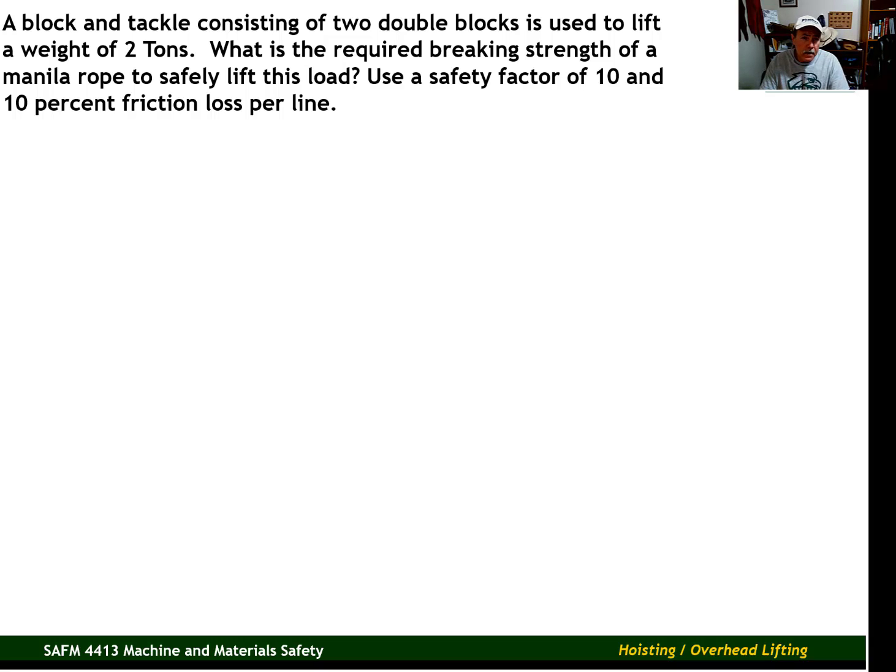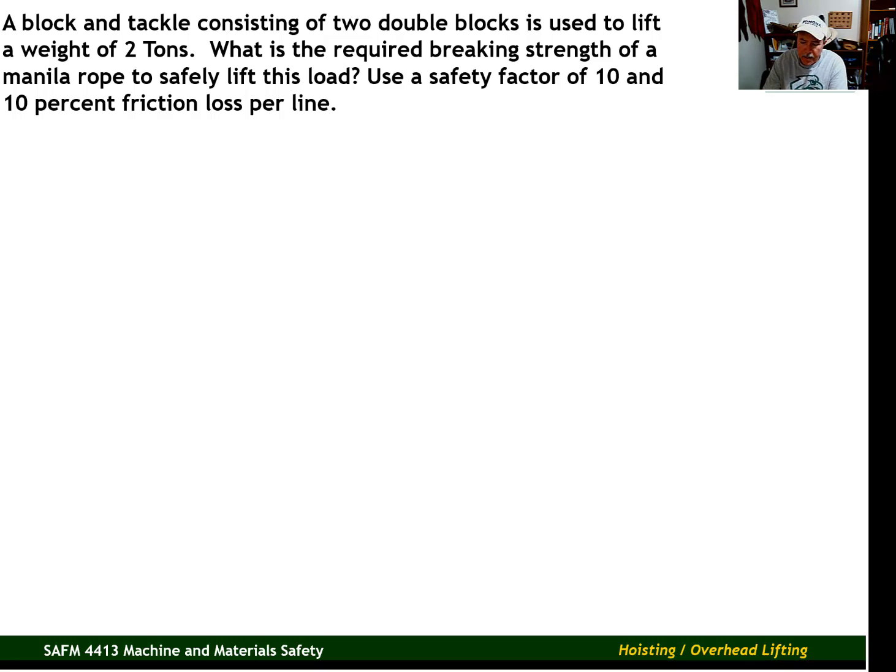But let me go ahead and we'll take a look at this problem, and then I'll talk about interpreting the information in the question to get at how to do the problem. Okay. We have a block and tackle consisting of 2 double blocks, and it's being used to lift a weight of 2 tons. What is the required breaking strength of a manila rope to safely lift this load? Use a safety factor of 10 and 10% friction loss per line.